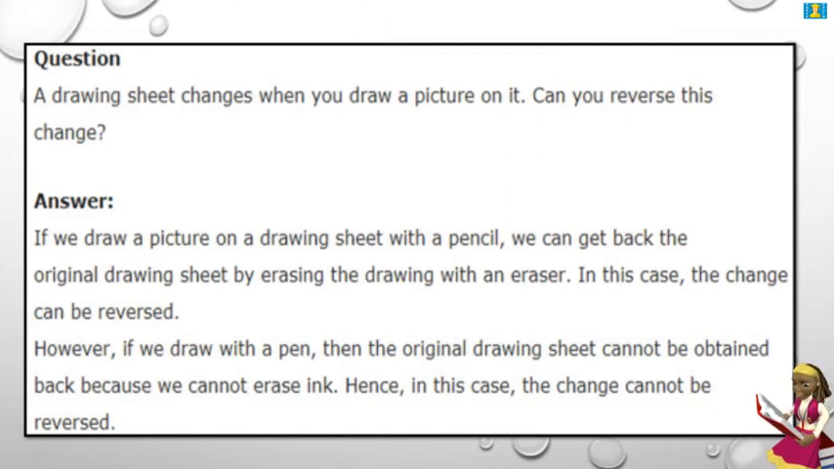However, if we draw with a pen, then the original drawing sheet cannot be obtained back because we cannot erase ink. Hence, in this case, the change cannot be reversed.